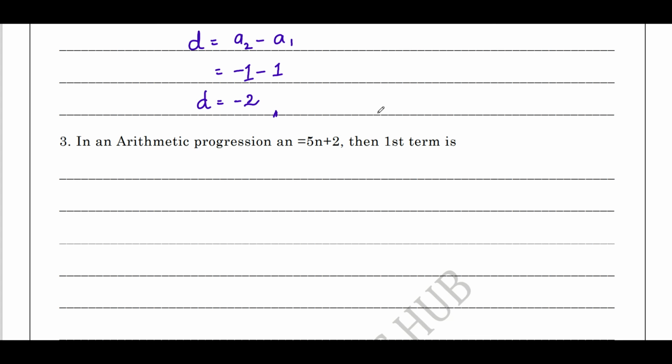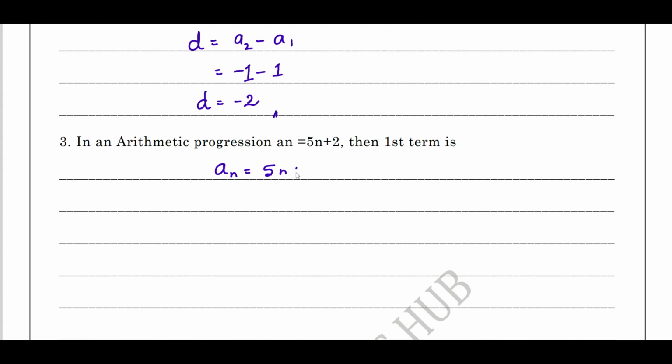So in an arithmetic progression, an equals 5n plus 2, we need to find out the first term. So given an equals 5n plus 2, we need to find out the first term. Replace n by 1, that is a1 equals 5 into 1 plus 2. First multiply, that is 5 into 1 is 5, plus 2. a1 equals 5 plus 2, which is 7.